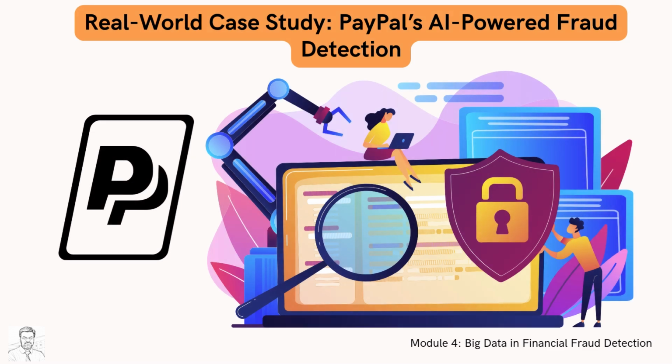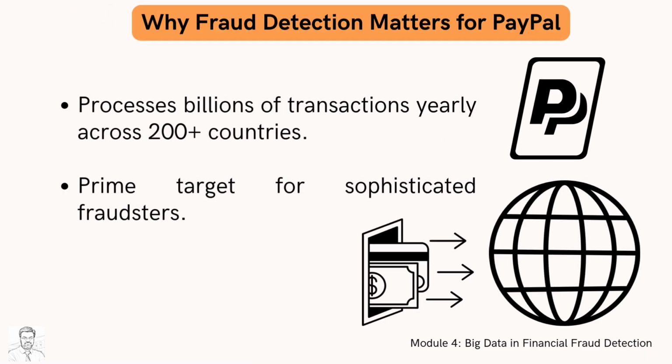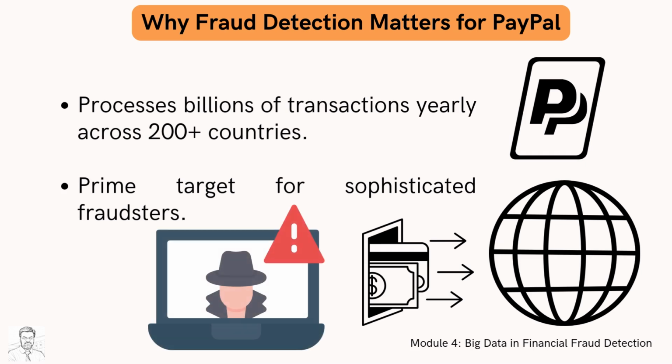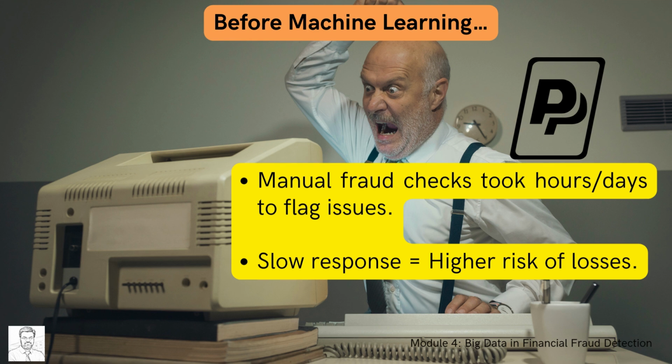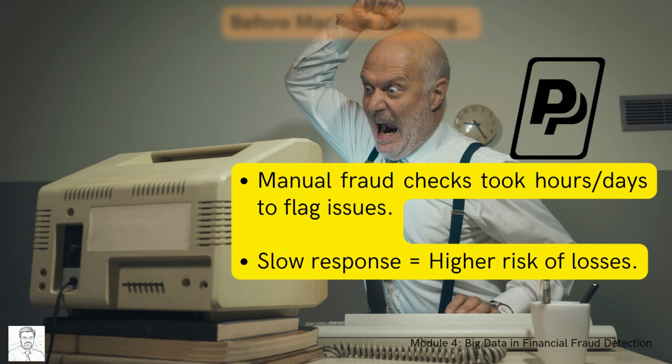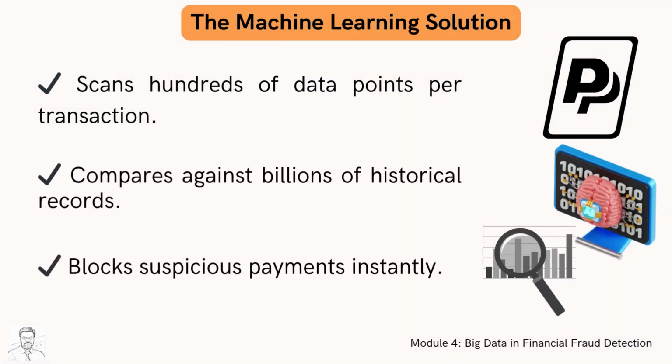Real-world case study, PayPal's AI fraud detection. Let's talk about PayPal. PayPal handles billions of transactions every year in over 200 countries. And as you can imagine, that makes it a huge target for fraudsters. Before using machine learning, PayPal relied on manual fraud detection systems, but these took hours or even days to flag suspicious transactions. Now, thanks to big data and machine learning, PayPal's system detects fraud in milliseconds.